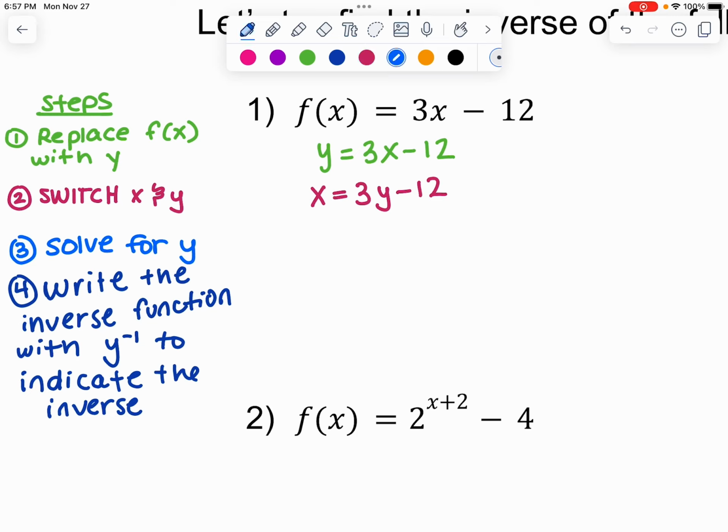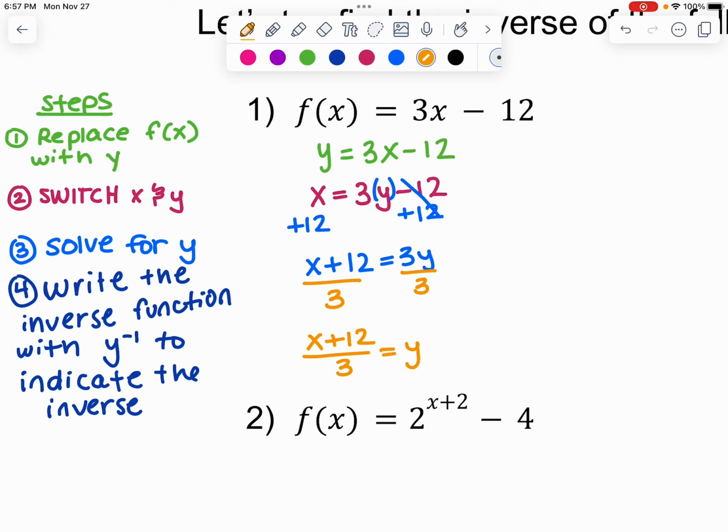All right, now in step three, we want to solve for y. We do this just like we would if it was an x. When we solve or isolate, we have to cancel everything else out. So I'm going to start by adding the 12, so that cancels. So I have to do it to both sides. So I get x plus 12 equals 3y. Then I'll divide both sides by 3, and I get x plus 12 over 3 equals y.